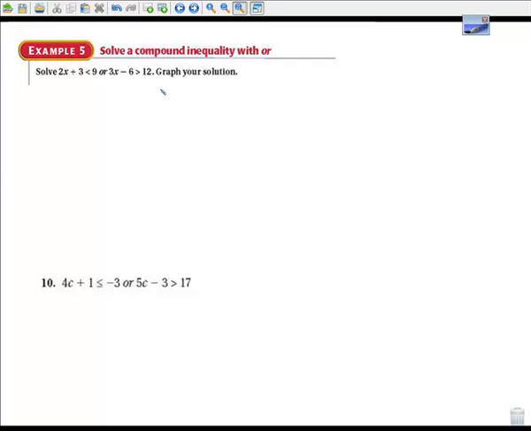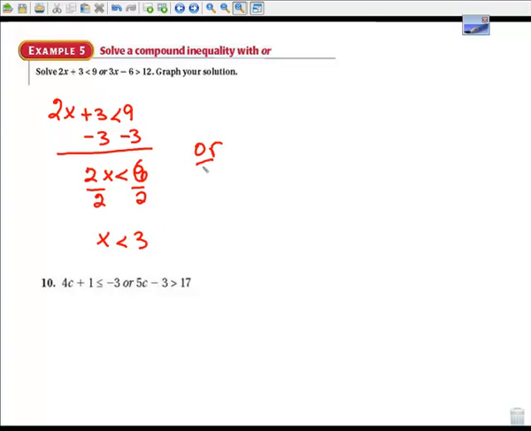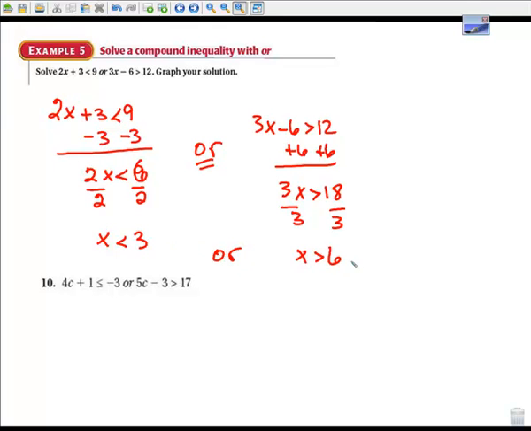Now we're just going to do the same thing, but we're going to solve them with an OR. So when you have an OR, basically you're just solving two separate inequalities, one at a time. So I'll subtract the 3, I get 2x is less than 9, divide by 2, oops, 6, I was looking at the 9, and x is less than 3. Or 3x minus 6 is greater than 12, add the 6, 3x is greater than 18, divide by 3, x is greater than 6. So this or that. So we'll go ahead and graph this. This is a union.